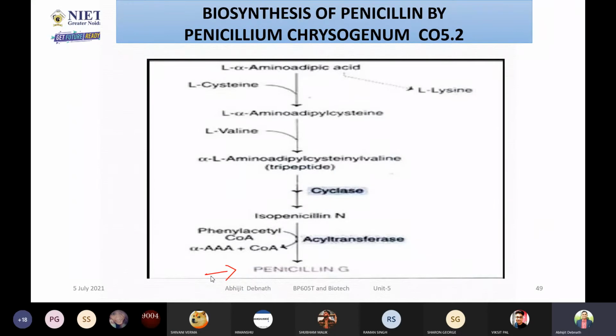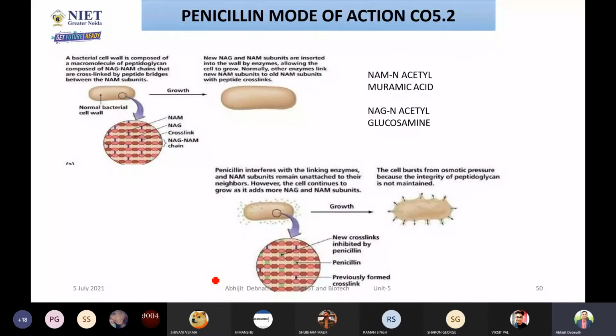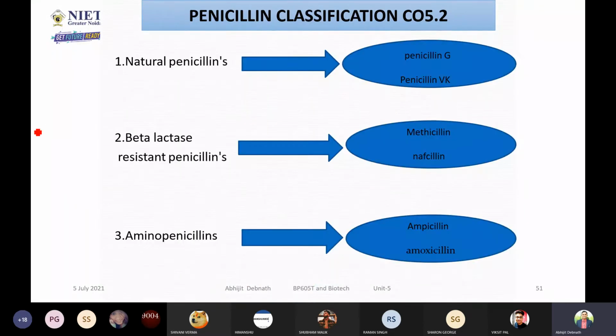So that's why later on we have seen there is another version, penicillin V. But as of now, you can produce this process. Then how penicillin is working, we have already seen in our previous lecture. Then there are various types of penicillin: penicillin G and penicillin VK, methicillin, nafcillin, ampicillin, and amoxicillin. These are various types of the penicillin.